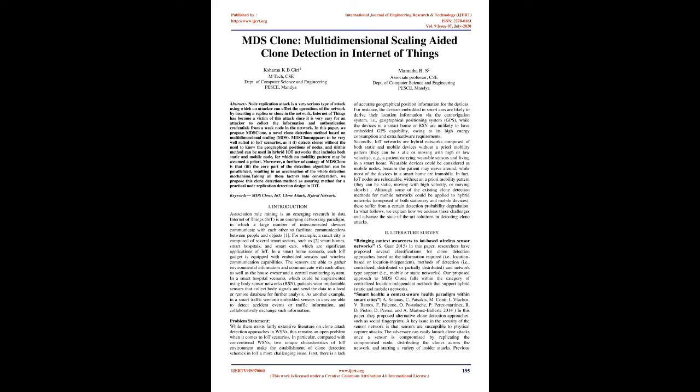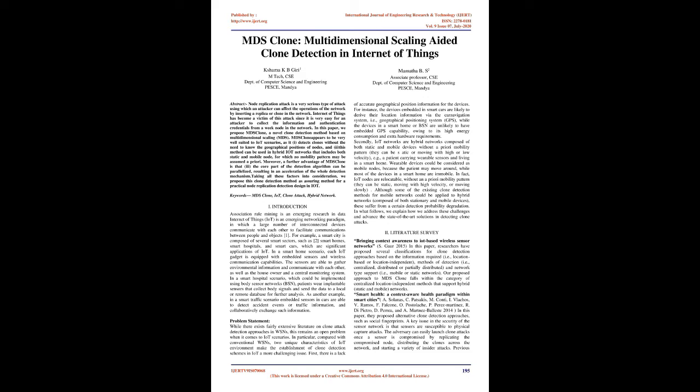In a smart home scenario, each IoT gadget is equipped with embedded sensors and wireless communication capabilities. The sensors are able to gather environmental information and communicate with each other, as well as the house owner and a central monitoring system. In a smart hospital scenario, which could be implemented using body sensor networks, BSN, patients wear implantable sensors that collect body signals and send the data to a local or remote database for further analysis. As another example, in a smart traffic scenario, embedded sensors in cars are able to detect accident events or traffic information, and collaboratively exchange such information.